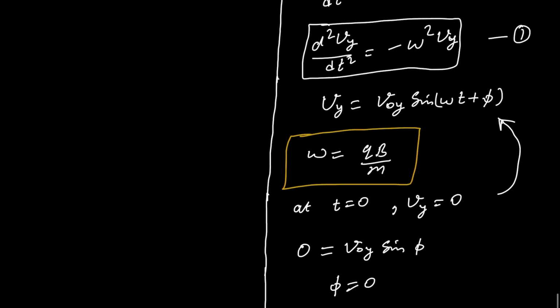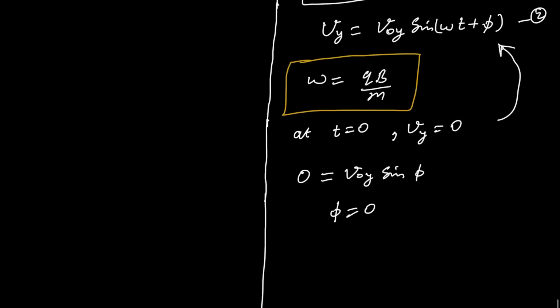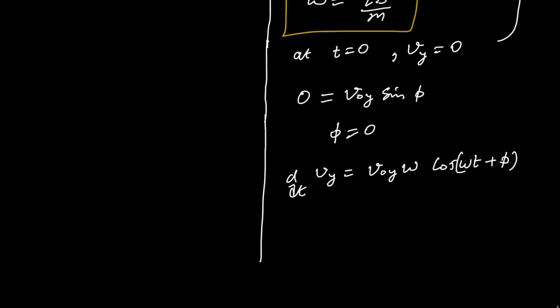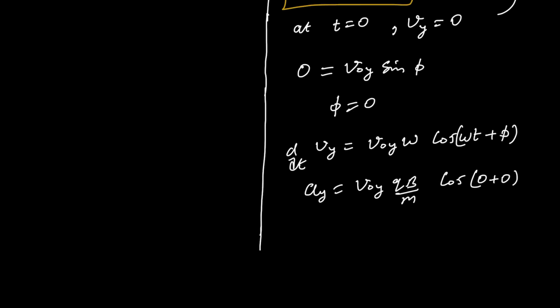Now I'm going to differentiate equation 2 once more. As I differentiate this equation once along the y-axis, what I will get is V naught y omega cos of omega t plus phi, where the value of phi is 0, I can put it directly. Now this d by dt of Vy is basically Ay. This is V naught y, and the value of omega I know, that is qB by m. The value of t is 0, plus the value of phi is also 0, that we have already found out. Now cos 0 is 1.